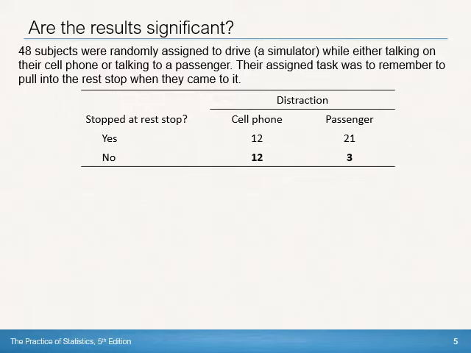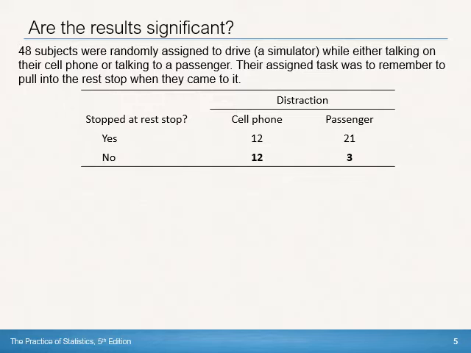And we're going to keep track of how many people, as they go down the highway, stopped while talking on the phone versus how many people stopped when they're distracted by a passenger. So is a cell phone more distracting than a passenger?